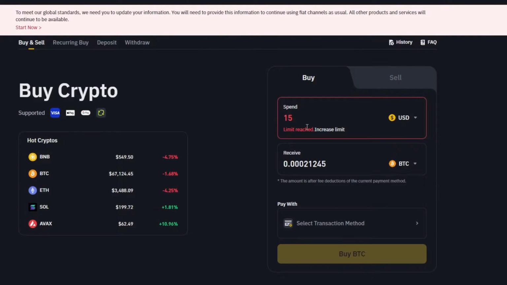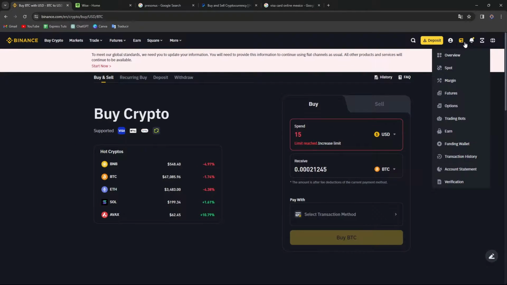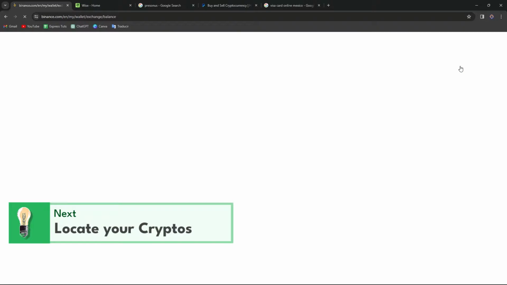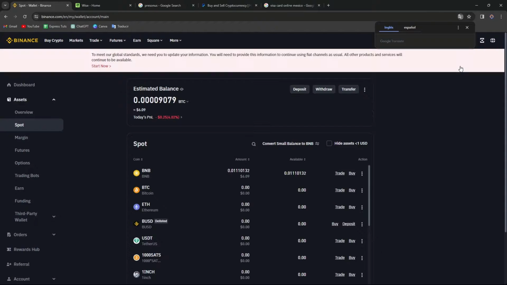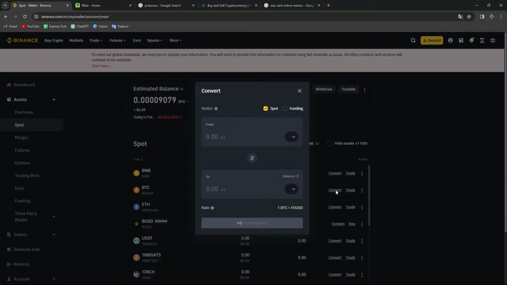Today I have my limit reached, so I cannot increase my limit. But let's assume that we have already made the purchase of the Bitcoin. Now the second step is to check out where your cryptos are currently based. Now that we have made the purchase, go directly here inside this wallet and go into your spot wallet. The spot wallet is going to tell you the amount of money that you have available inside Binance. So locate your cryptos, and here what you want to do is to make the conversion.